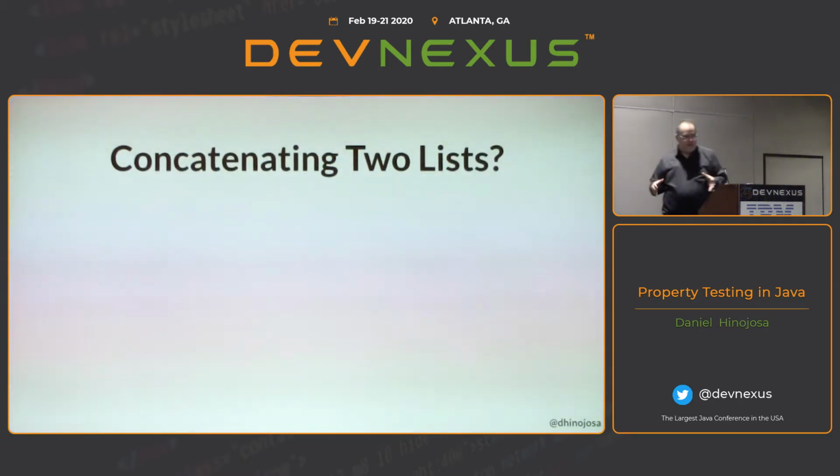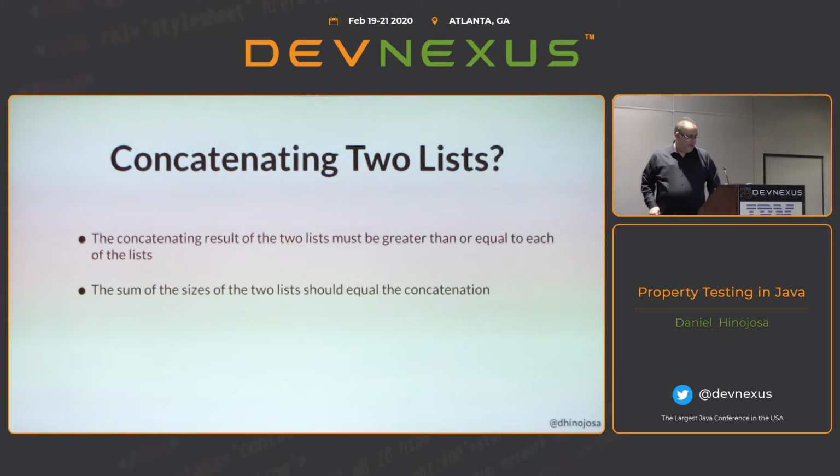So if you think about these particular patterns, here are some of them: the concatenating result of the 2 lists must be greater than or equal to. That "equal to" sometimes will sting you. My brain's not thinking about empty strings all the time. But if I'm concatenating two empty lists, that should be equal, because that's still 0, or the size of that is still 0.